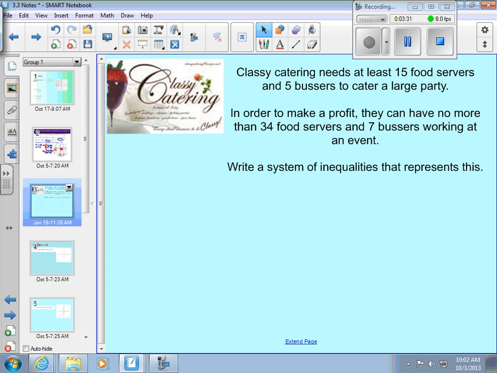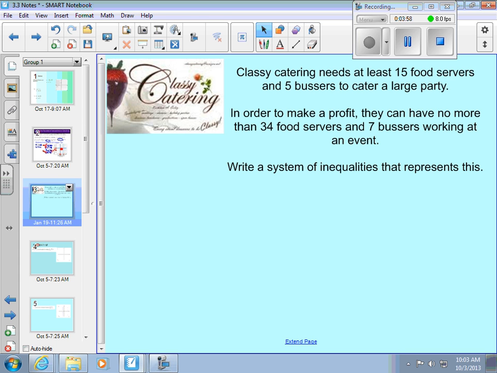All right, one of the things you're going to need to be able to do in these is come up with inequalities. So that's what this first example is looking at. We want to come up with inequalities that represent this. So it says Classy Catering needs at least 15 food servers and 5 bussers to cater a large party. In order to make a profit, they can have no more than 34 food servers and 7 bussers working at an event. Write an inequality for this.